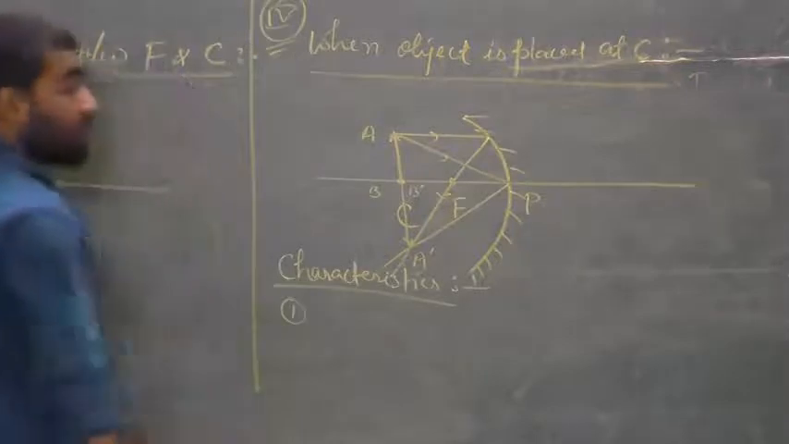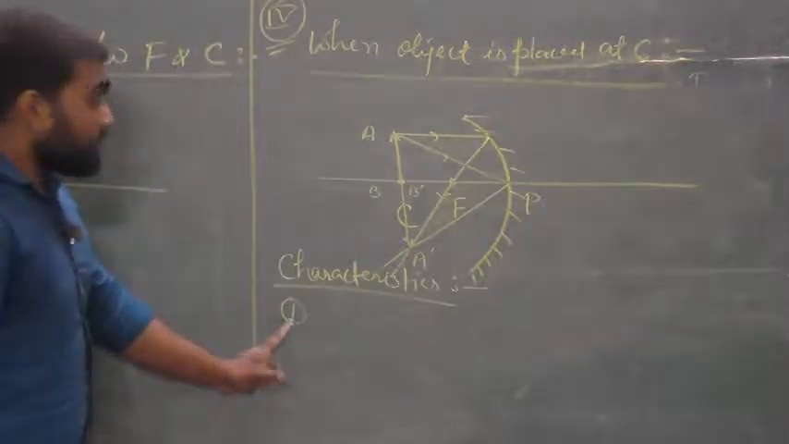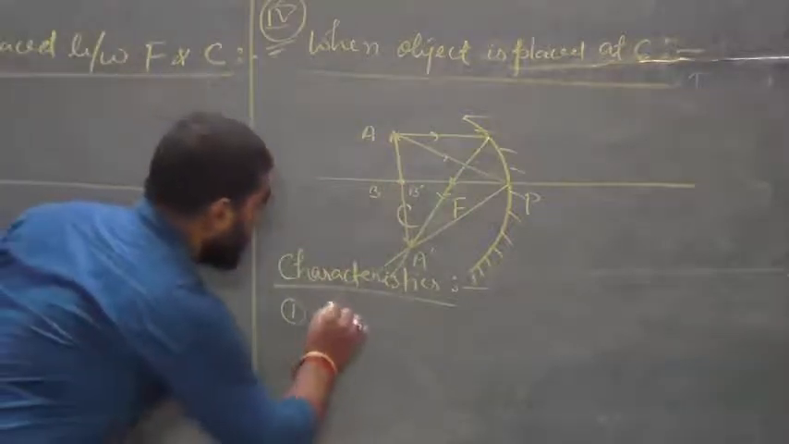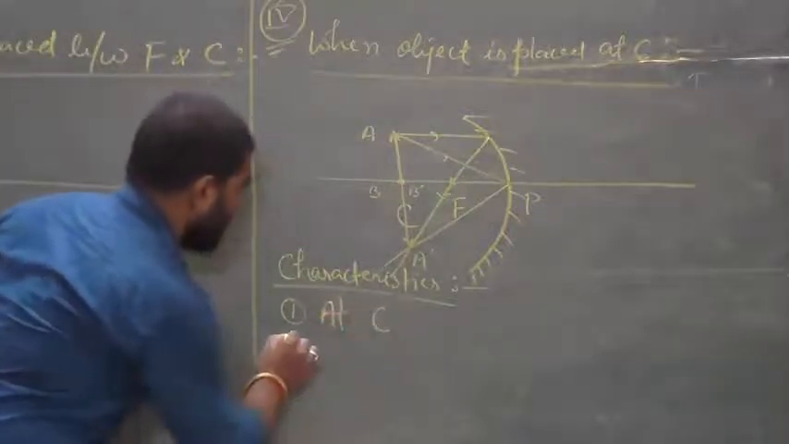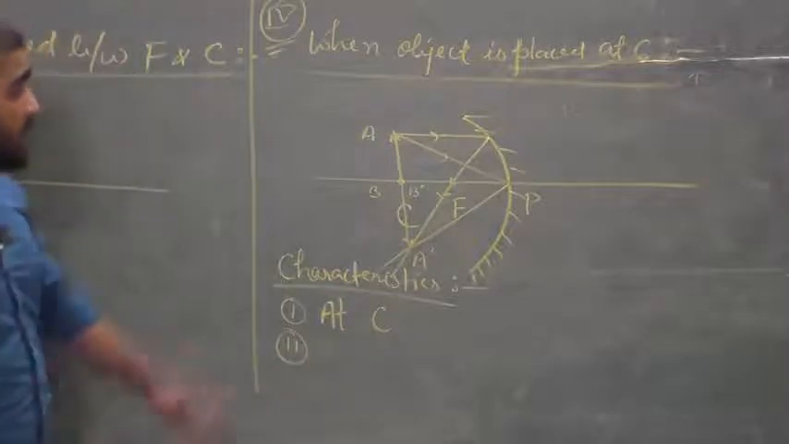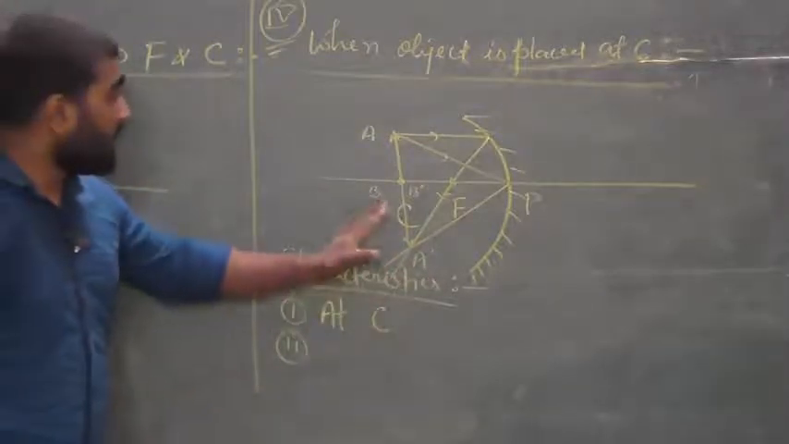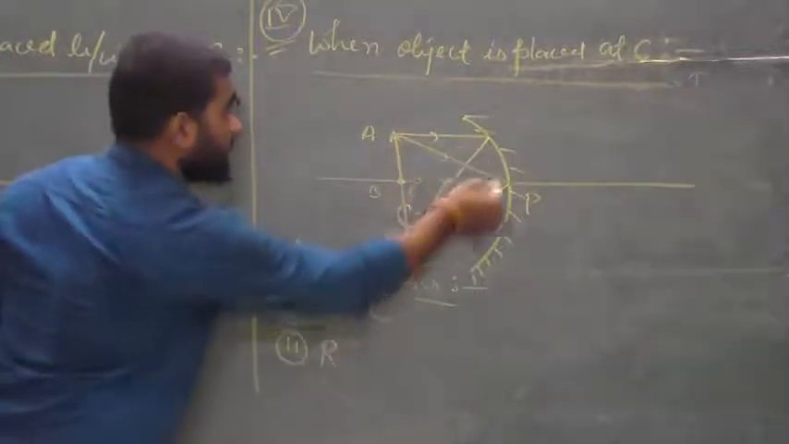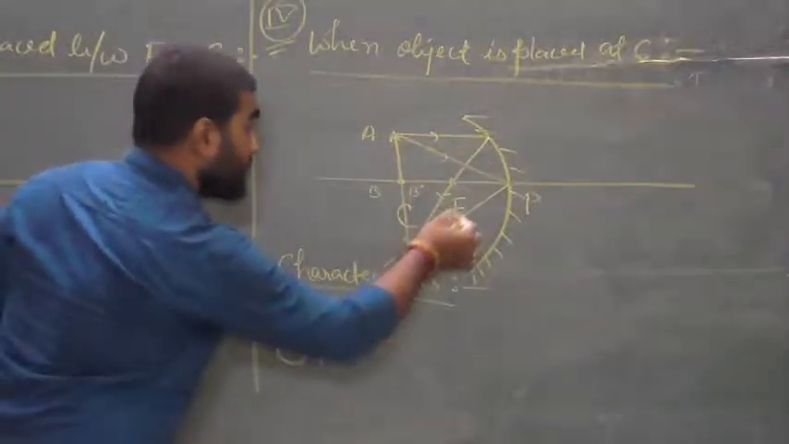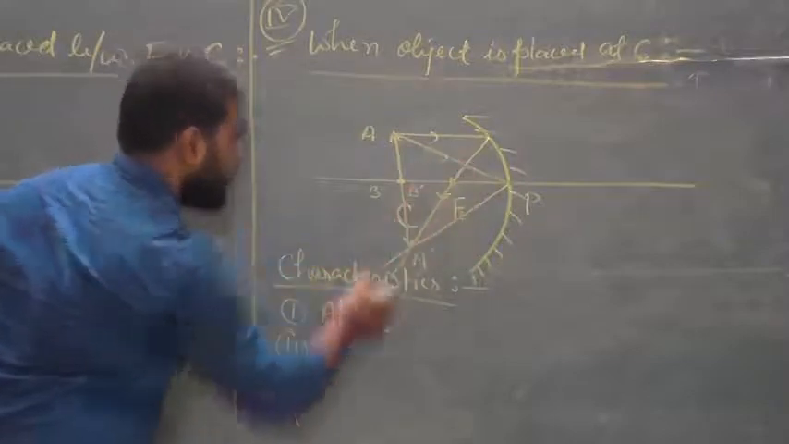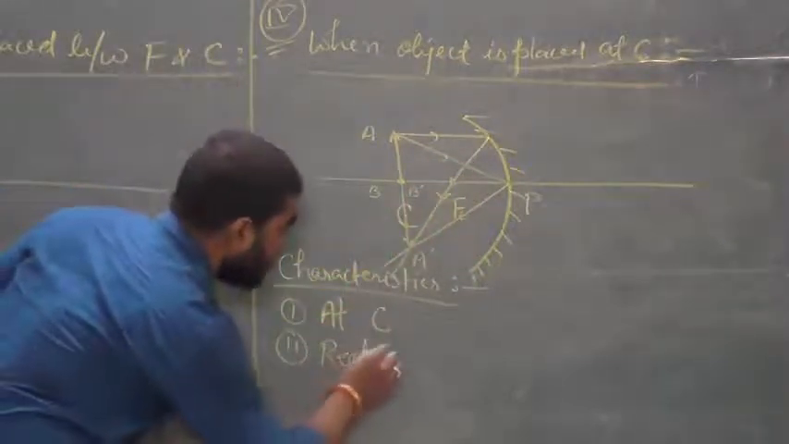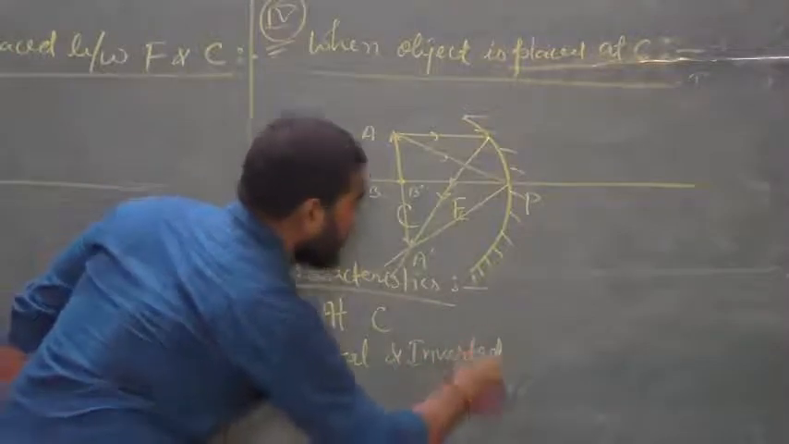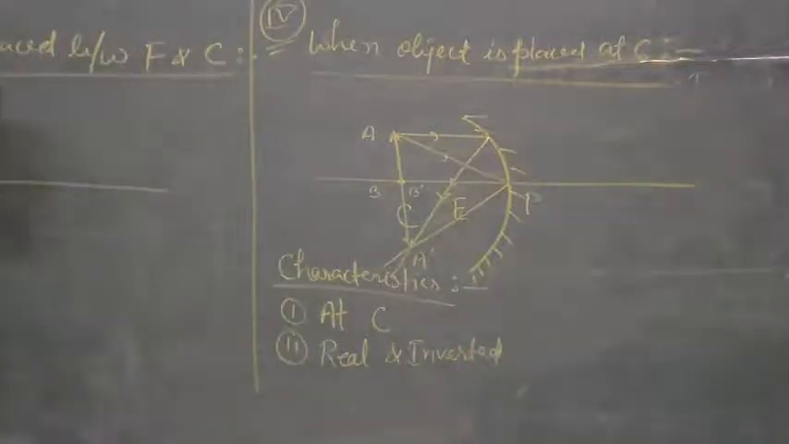In the first characteristic we will discuss position. So where is the image forming? At C. The image will be formed at C. In the second case, the nature of the image: it will be a real image, because both reflected rays are cutting each other in a real way, not in a virtual way. It is cutting directly. So a real and inverted image will be formed here.